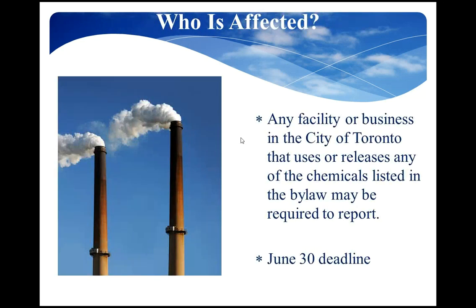Who's affected by the bylaw? It's any facility or business in the City of Toronto that uses or releases any of the chemicals listed in the bylaw. The deadline for reporting is June 30th. So the city was nice enough to give you an extra 30 days to do your reporting after you're done all your NPRI and TRA reporting.